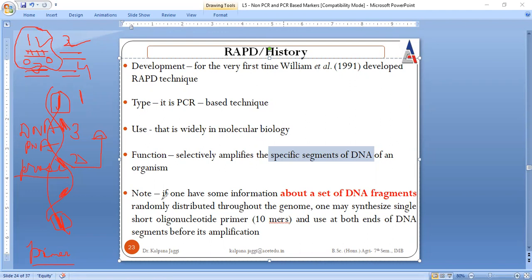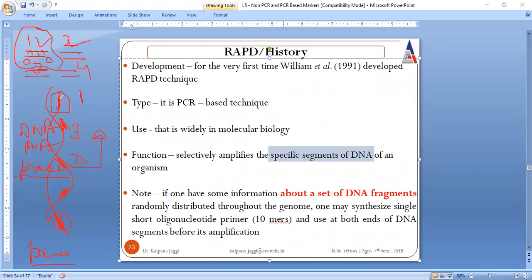So this is RAPD. If you remember, within restriction fragment length polymorphism, there were variations in the sequences, and those variations were themselves said to be restriction fragment length polymorphism. But here we have random amplification. That means these are sequences that are randomly distributed through the genome, and since the sequences of these fragments are known, primers can be synthesized and attached to both ends, and DNA can be amplified.